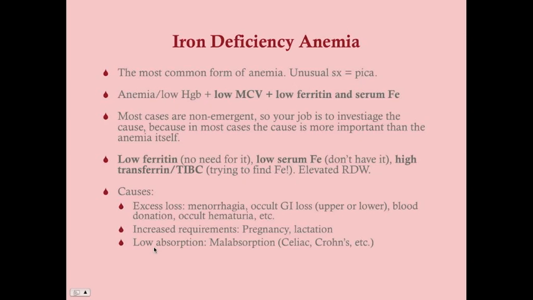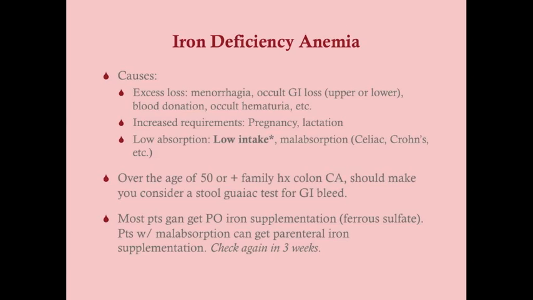So any patient with iron deficiency anemia, if they're over the age of 50, remember back to the GI lectures, you should consider getting a stool guaiac test for GI bleed. Any patient 50 or older should be getting a colonoscopy every 10 years as part of routine surveillance. And if they've got a family history of colon cancer, perhaps even younger. But if you've got iron deficiency anemia in a patient over the age of 50, it's a good idea to get a stool guaiac test to see if there's any kind of blood in the stool, because that could be a source.